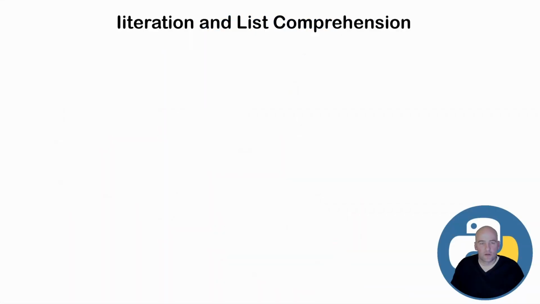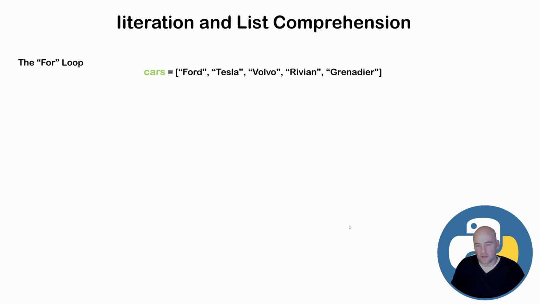Okay, so let's look at iteration and list comprehension. Before we go into greater detail, let's look back at for loops and how they work. If we're going to look at the for loop, what we need is something to iterate over. In its simplest form, this can be a list. As you can see on the screen here, I've got a list of cars, some of my favorite brands there, and some new ones, the Grenadier, not yet come out.